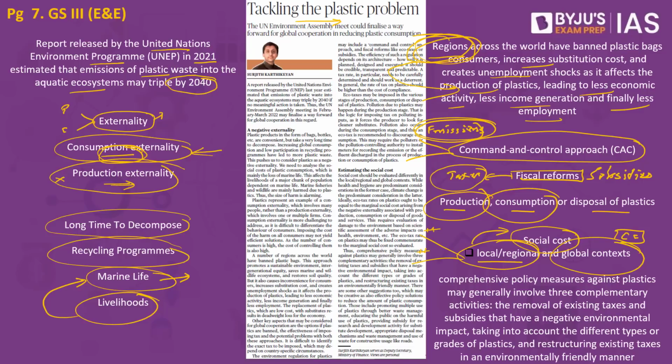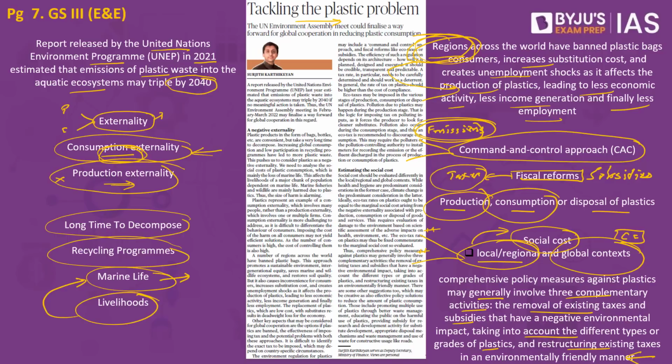So a comprehensive policy measure against plastic may generally involve three complementary activities, which include removal of existing taxes and subsidies. Why? Because as of now they may have been imposed in a haphazard manner, but what we require is a logical connotation. So come up with a new set of taxation system, taking into account the different types and grades of plastics, and ultimately restructuring existing taxes in an environment friendly manner.